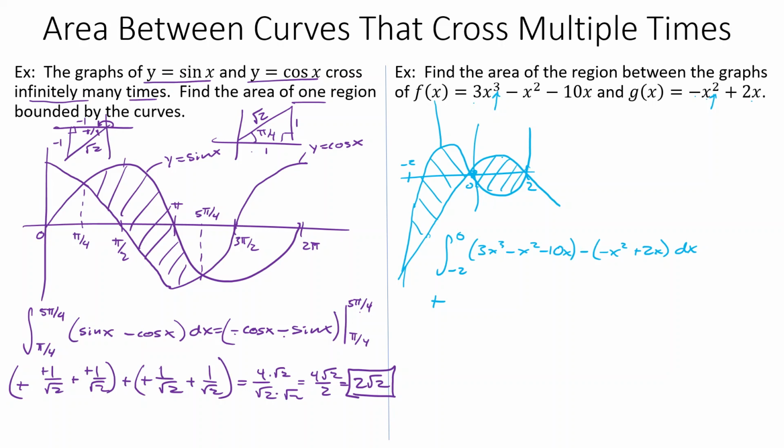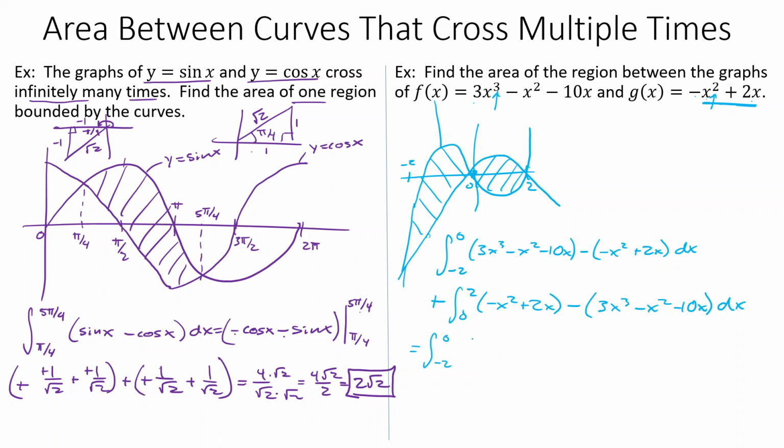All right, so for this region, g is on top. So we're going from 0 to 2 with this guy on top, the g, negative x squared plus 2x, minus the f, which is all that. 3x cubed minus x squared minus 10x dx. All right, so I could integrate now, or I could simplify first. I'm going to go ahead and simplify first.